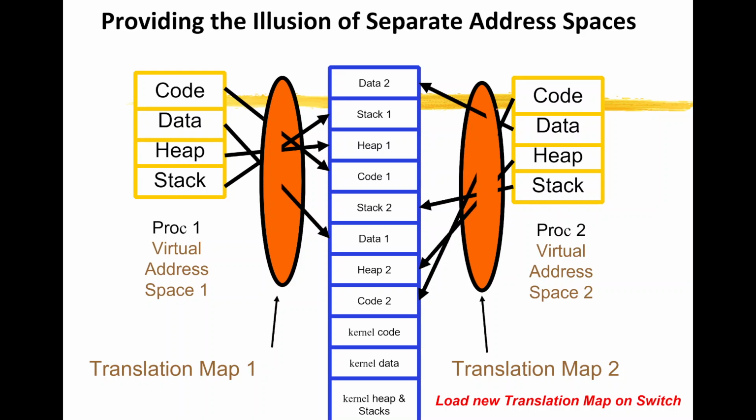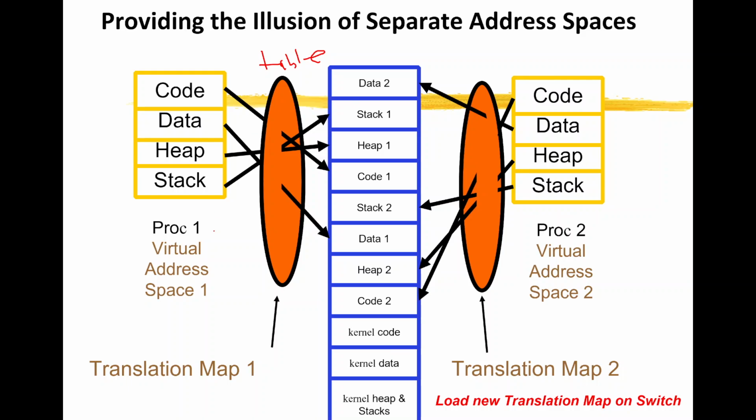Now let's look at providing the illusion of separate address spaces, like I explained earlier. You have the code, the data, the heap, and the stack. All these data are stored in several locations here. For example, here you have the code and data of process 1. This is virtual address space 1. And then it passes through a translation map. Now, the translation map usually stores what we call a table that gives the actual location of whatever we're storing. Sometimes it's called a page table. We'll meet it as we go on in the course.